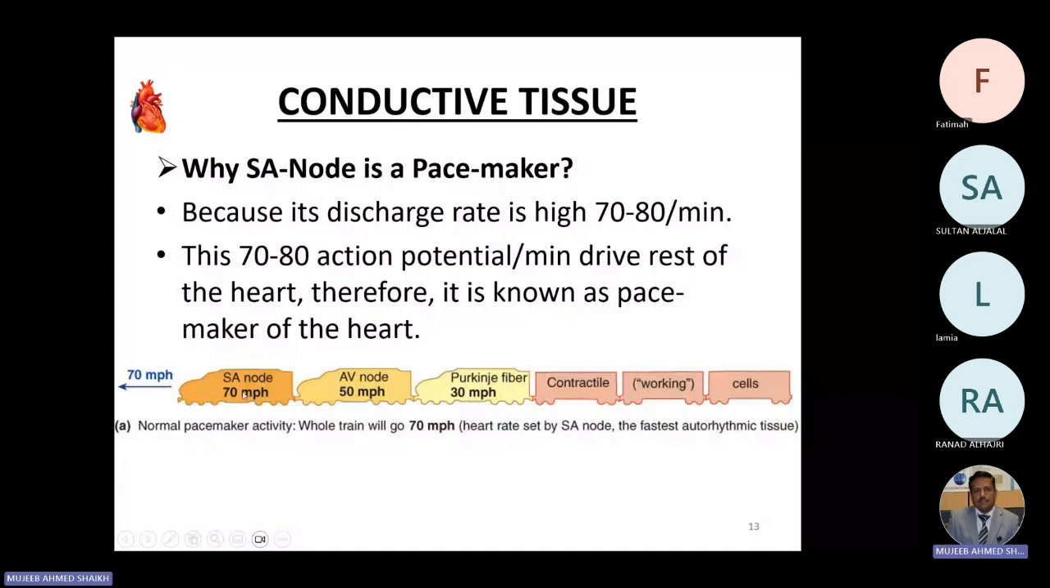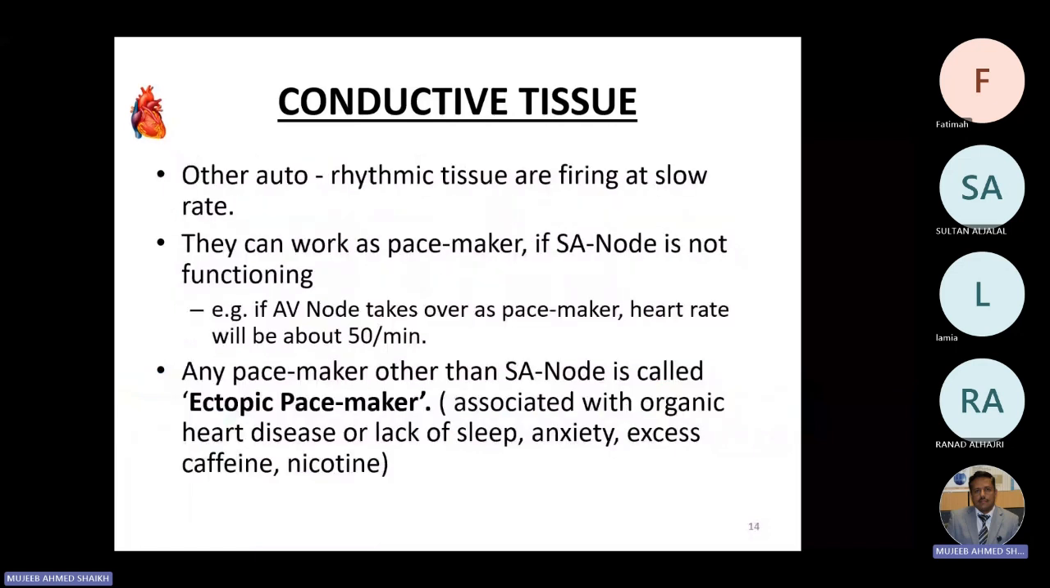But what will happen if the SA node gets damaged? If the SA node gets damaged, who will take over? The next pacemaker. The next pacemaker is nothing but the AV node. So if one pacemaker gets damaged, the second normal pacemaker, that is the AV node, will take over. But the only difference here is the heart rate will be slower. Here it was 70 beats per minute. Here it will become 50 beats per minute.